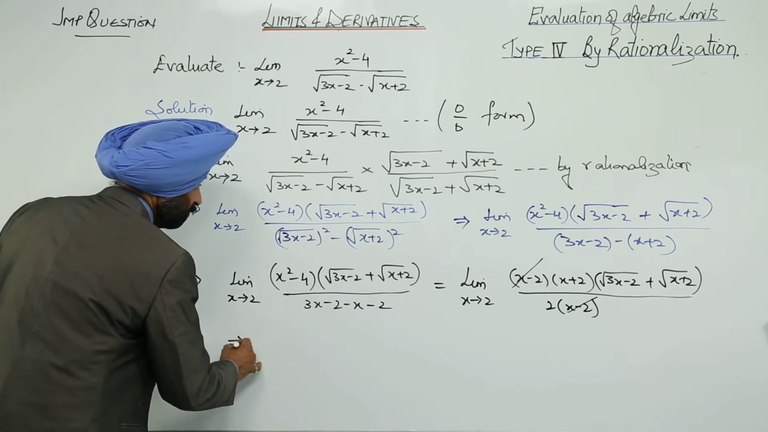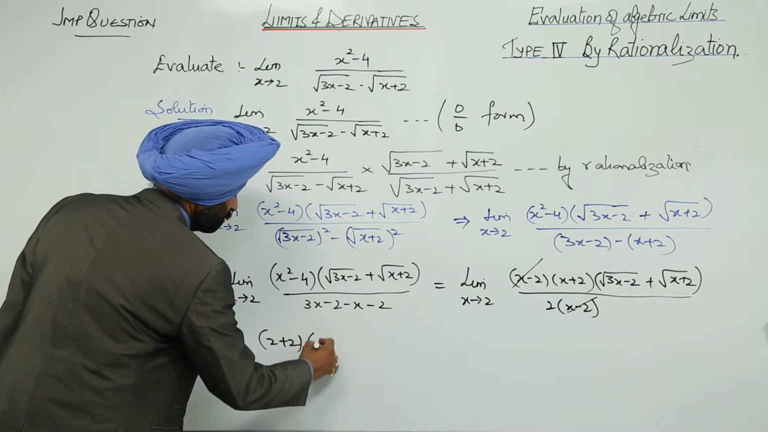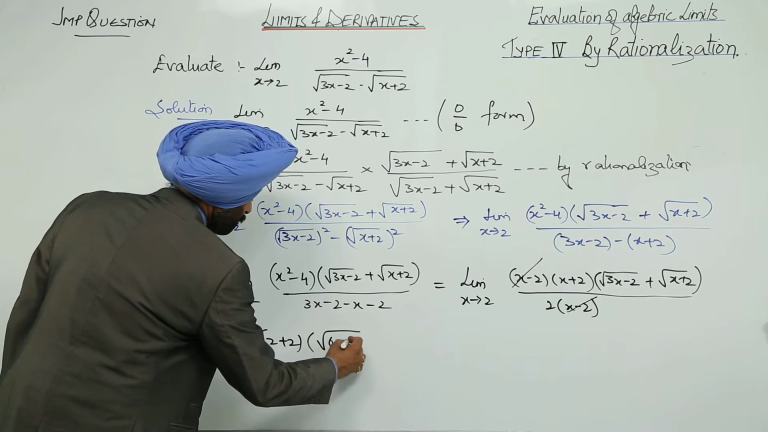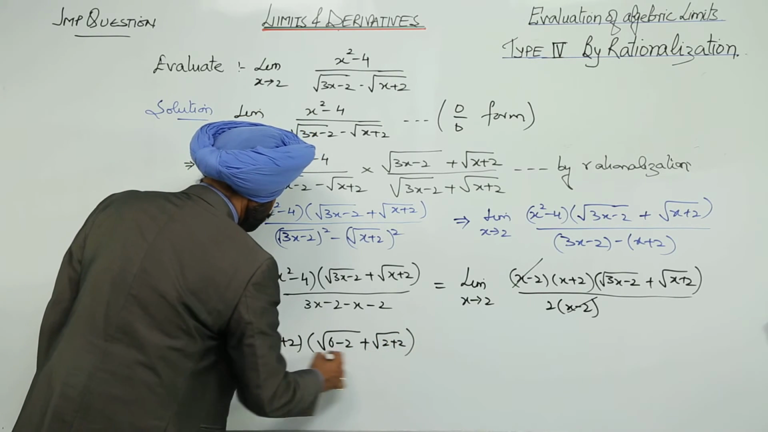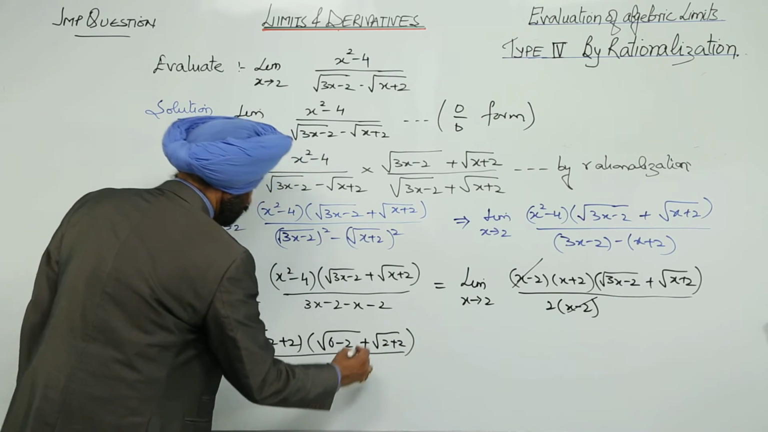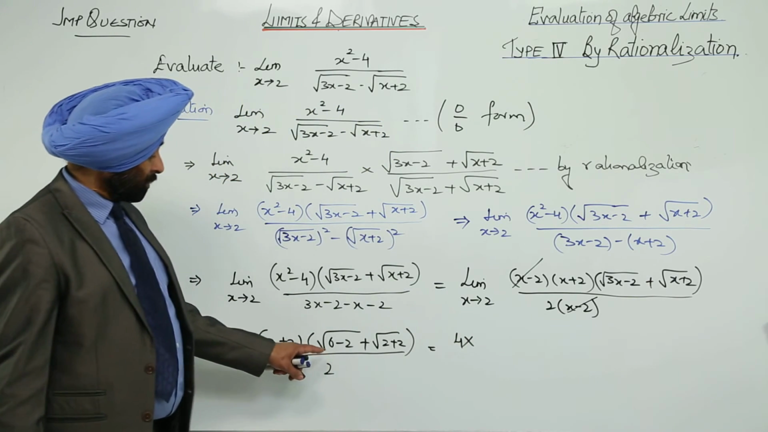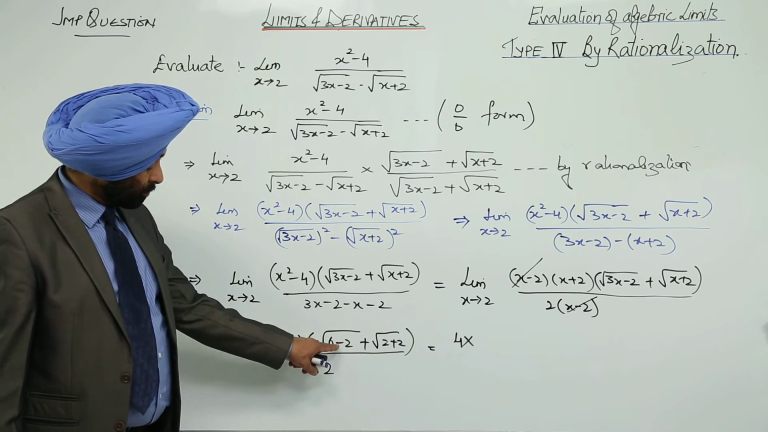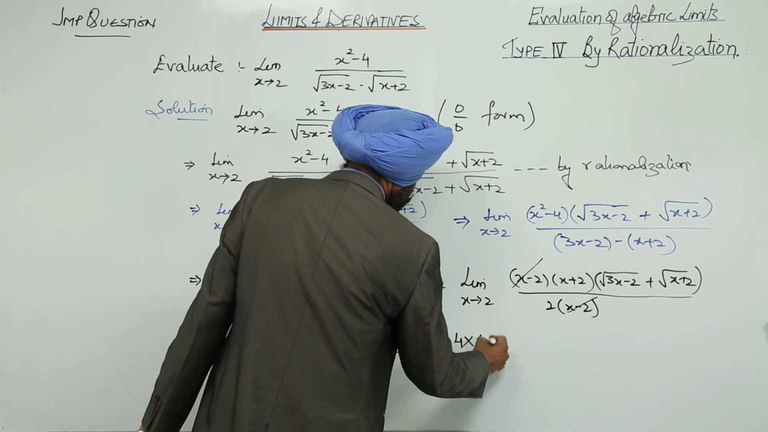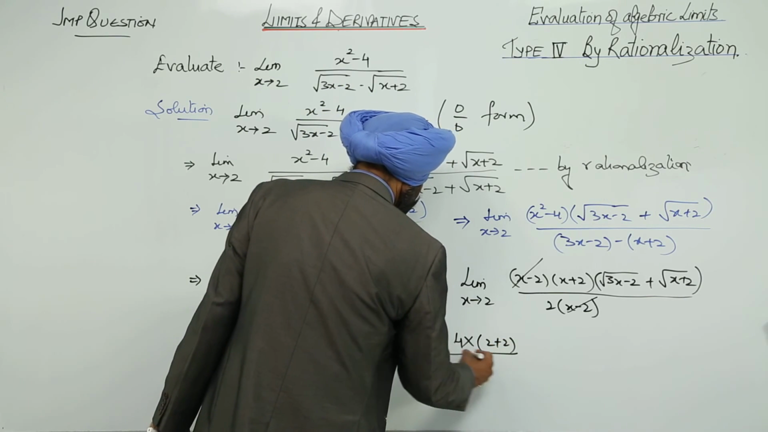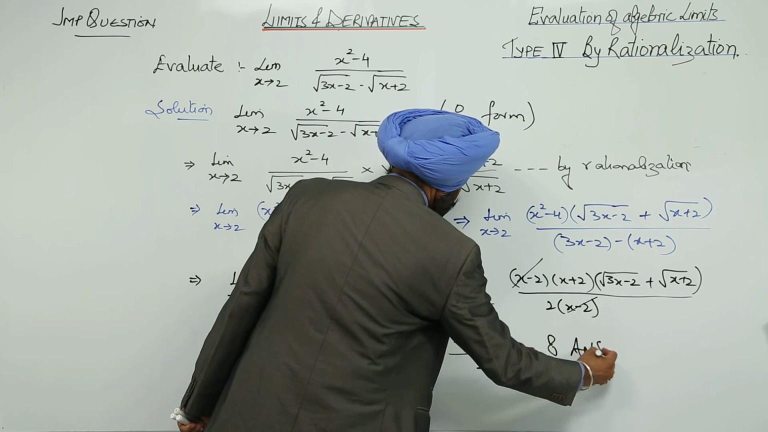So we are having now 2 plus 2, then √(6 − 2) + √(2 + 2), upon 2, 4 times. Now root 4 and root 4, this becomes 2, this becomes 2. The answer is 8.